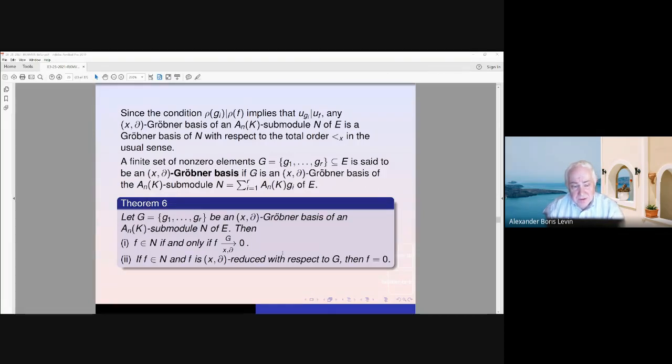So if you can find a Grobner basis of a module, then you actually can solve the membership problem. You can solve the following problem: does F belong to the module N? It's a very simple procedure. You just divide F by the Grobner basis. If the remainder is zero, then it belongs to N. If the remainder is not zero, it does not belong to N.